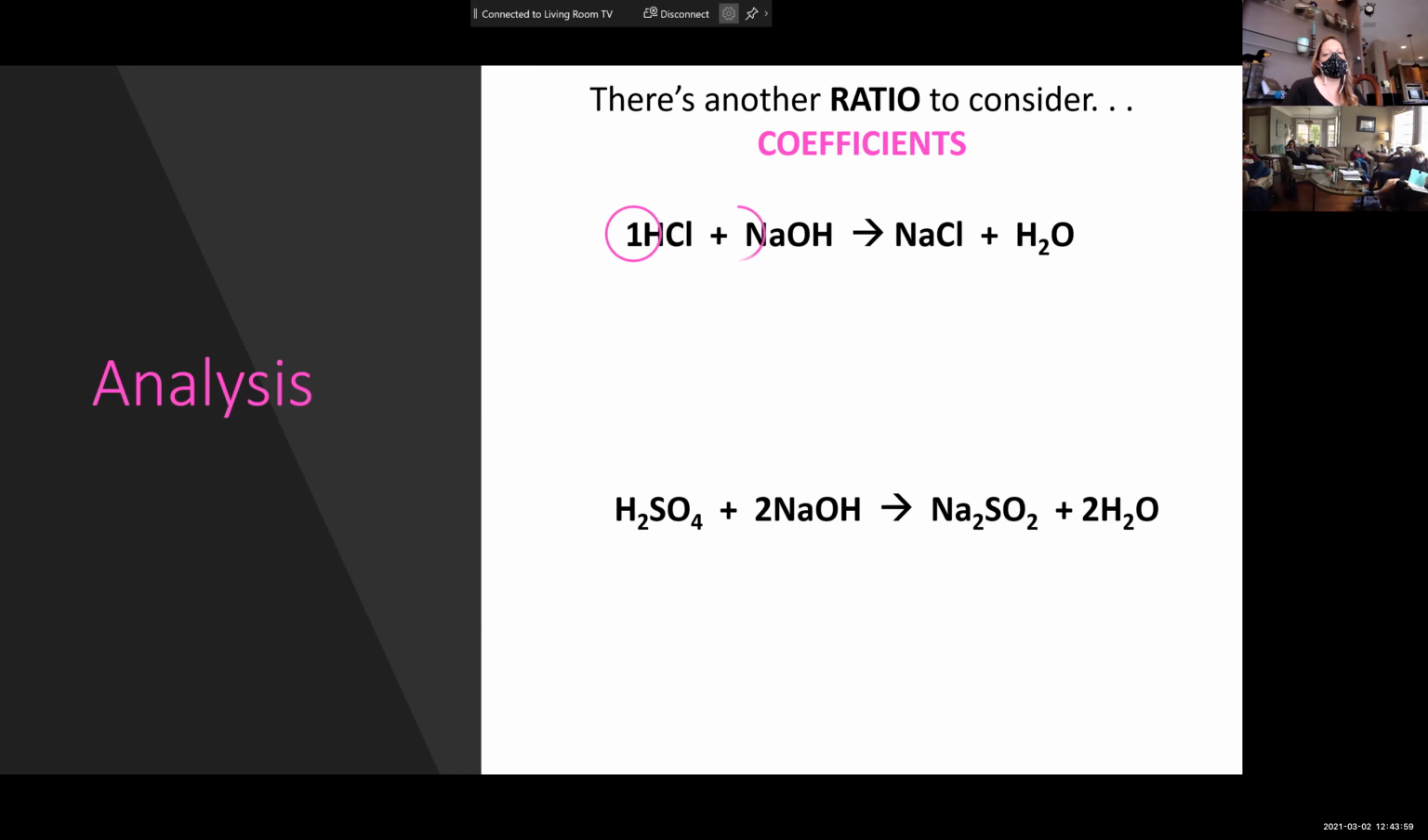It's 1. Even if you don't see it, it's 1, right? What's your coefficient for your sodium hydroxide? It's 1. You got a 1 here. And what do you have here? We have a 2. Okay, so what's up with the 2?